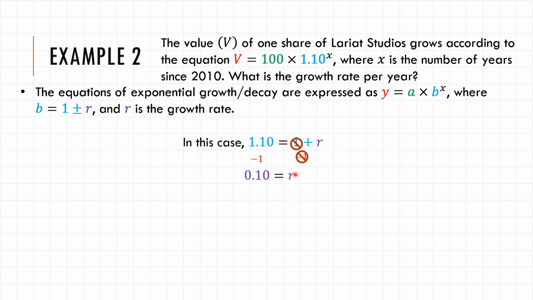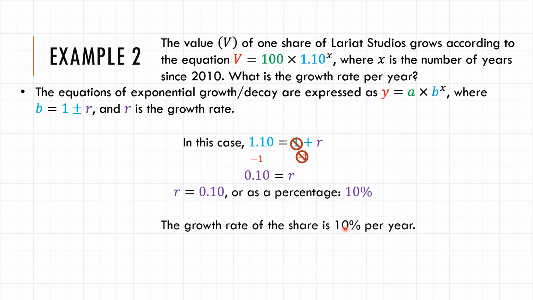There is one more step. We have to convert this to a percentage. And 0.1 as a percentage is 10%. You just have to multiply it by 100. So the value of one share of Lariat Studios, it looks like it grows at a rate of 10% per year.